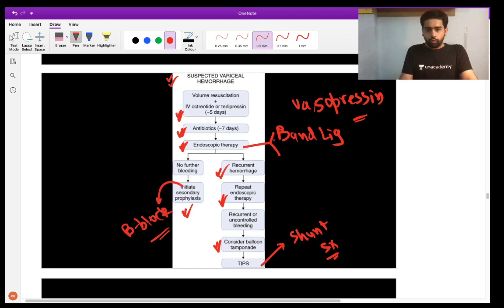Another thing, now they say that single use of beta blockers is not good enough. So nowadays they combine it with something. They have said banding along with beta blockers is the best way to go forward, even for prophylaxis. And you can also use TIPS surgery to prevent the rebleed. Okay, so these are the details of management. This is the basic management protocol of variceal hemorrhages.